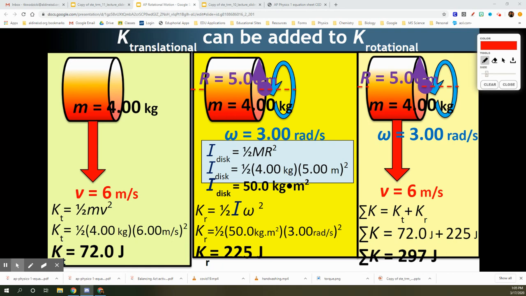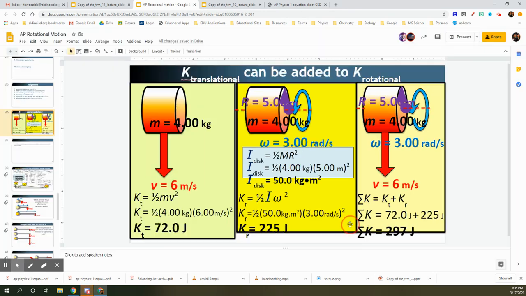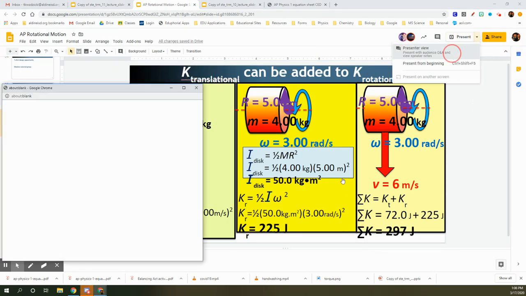If you can't see, I'm just on our AP rotational motion slides, and what I can do is tell you the slide number that we're on. Maybe that'll be helpful. So let me tell you what slide number we're on. What slide number am I on? Slide 36. Yeah, we're on slide 36.